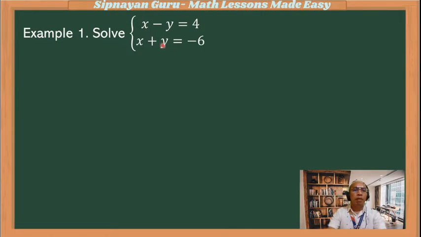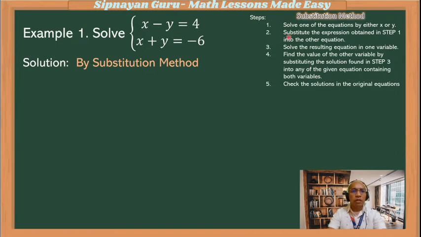Let's have example number 1. Equation number 1, x minus y is equal to 4. Equation number 2, x plus y is equal to 6. So we will solve this problem using substitution method. These are the steps. In solving a system of linear equations, we are going to decide which of the equations you are going to solve in terms of the other variable.